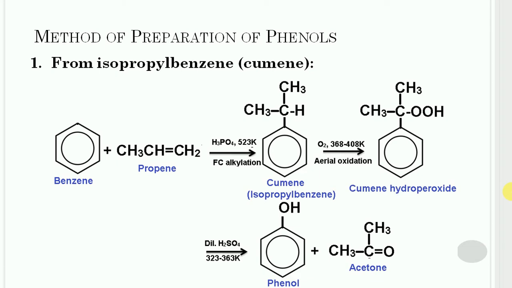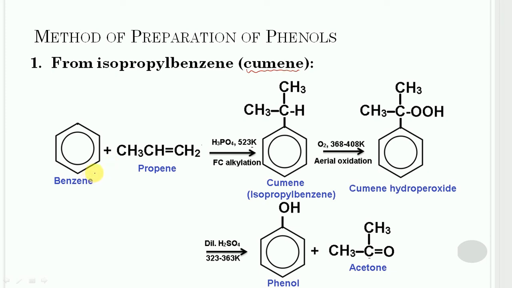Then next is the method of preparation of phenol. Phenol is generally prepared by the following methods. The first one is from isopropyl benzene, and it is also called cumene.